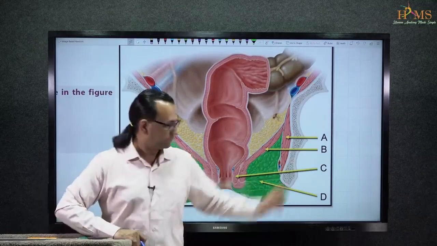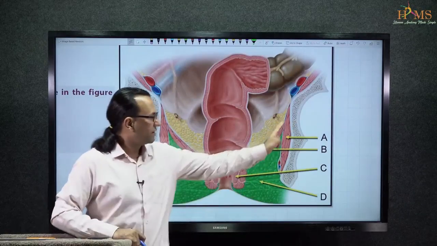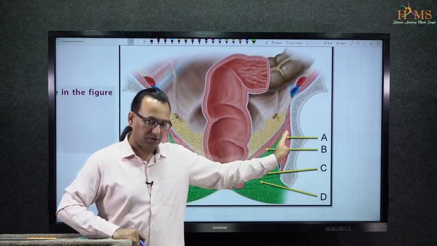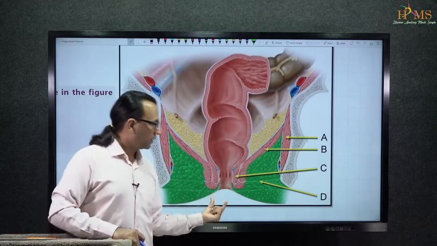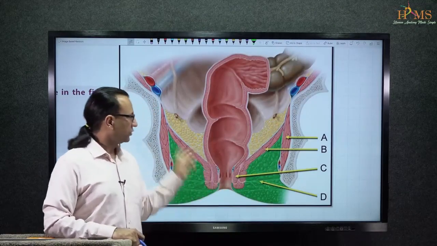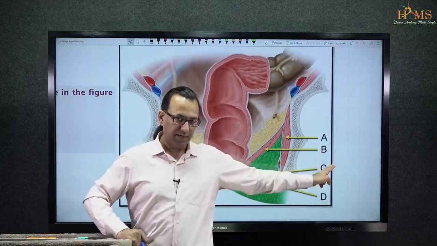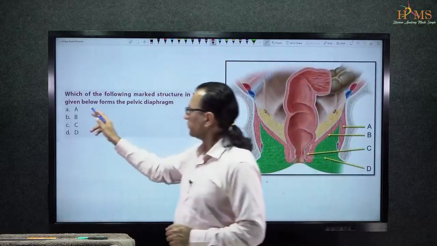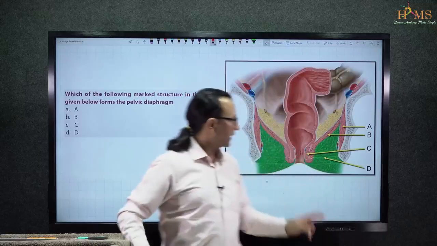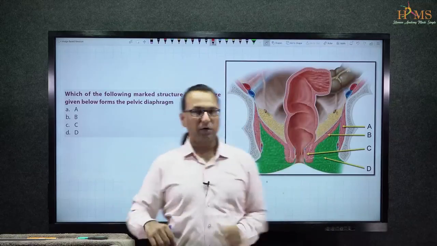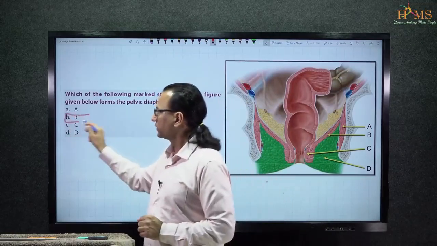So where is the pelvic diaphragm? It is this area, that is the levator ani muscle, called so because if it is contracting it can elevate the anus. So the levator ani muscle makes the pelvic diaphragm, and that was our marker B as the answer. You can see which is forming the pelvic diaphragm, that is the levator ani muscle. Marker B should be our answer.